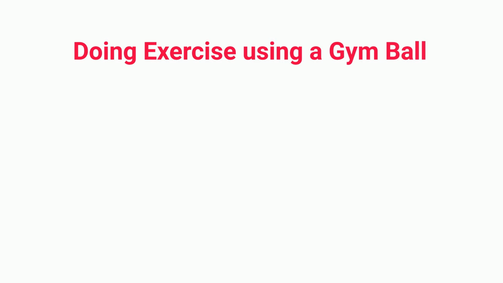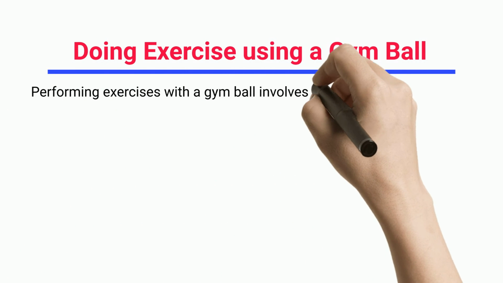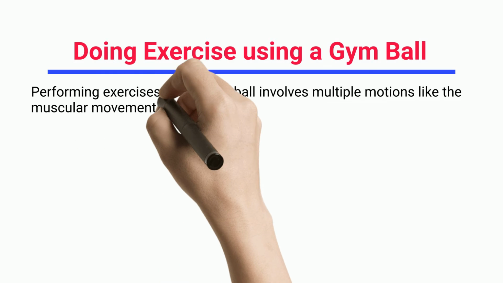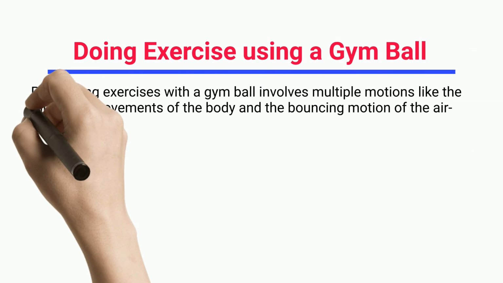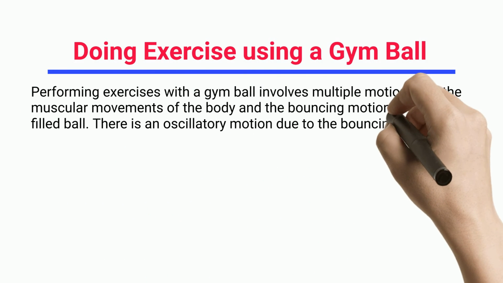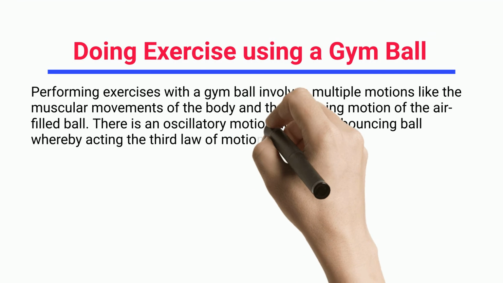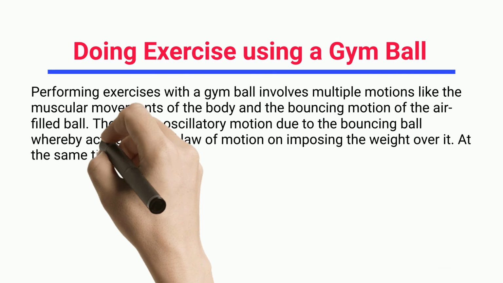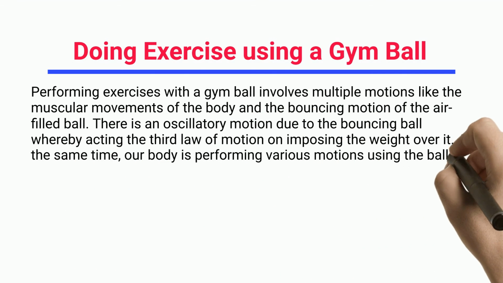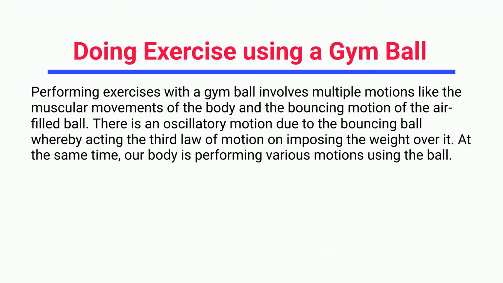Doing exercise using a gym ball. Performing exercises with a gym ball involves multiple motions like the muscular movements of the body and the bouncing motion of the air-filled ball. There is an oscillatory motion due to the bouncing ball, whereby acting the third law of motion on imposing the weight over it. At the same time, our body is performing various motions using the ball.